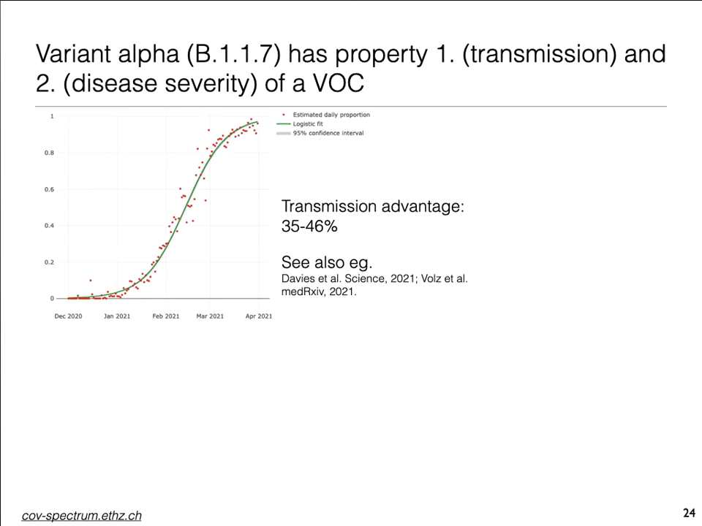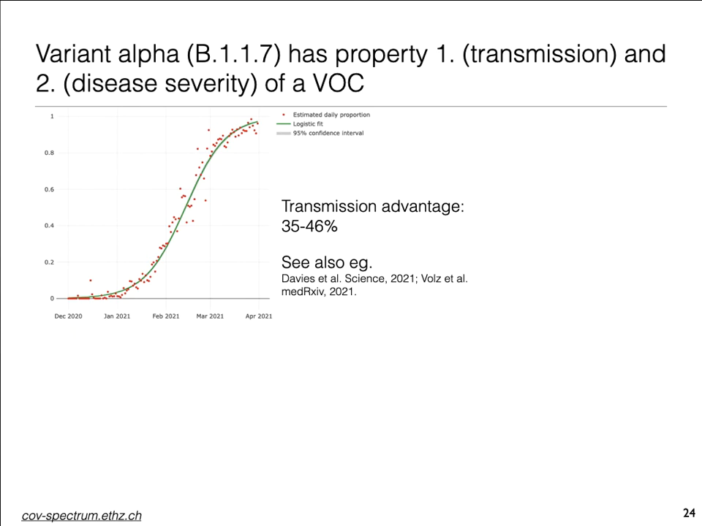And we looked at the Swiss data, so at the sequencing data, aiming at quantifying what is the transmission advantage of this variant. And so as you see here in Switzerland, we first detected the virus in December 2020, and then by March 2021, B117 was the dominant variant.